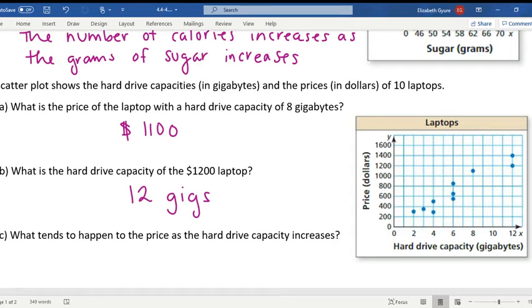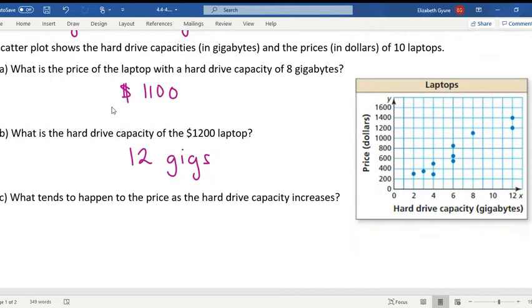All right. And then take a look at this one. What tends to happen to the price as the hard drive capacity increases? What are you guys seeing? You seeing a trend? Change it up. I haven't had to say that in so long. What tends to happen? Asia? Yeah. Which again, think about it logically. If you have a computer with more features, right? More memory, more hard drive capacity, all those things, isn't it going to be more expensive? Yeah, good. So we would say the price increases.